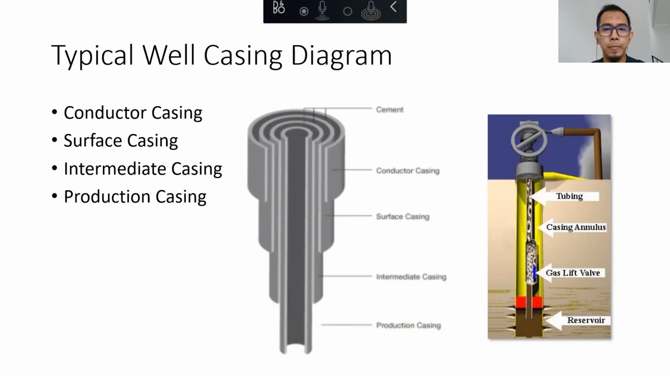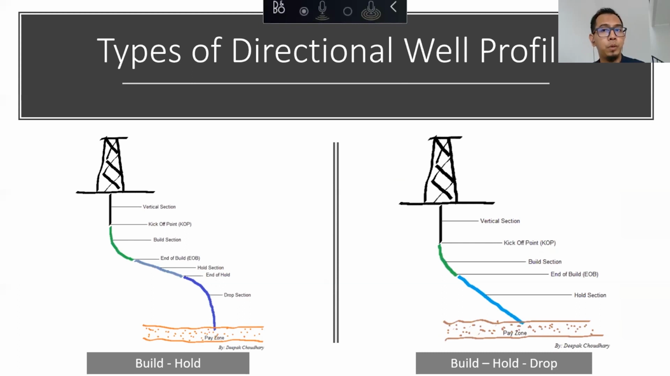And then move on to the types of directional wells. So there are vertical wells. There are also directional wells. In vertical wells, you drill straight, nearly, a couple of degrees, maybe 1, 2, 3 degrees of inclination is still acceptable. But in directional wells, you have this special design of the well trajectory, azimuth and inclination.